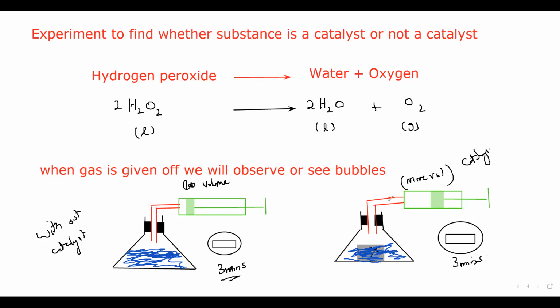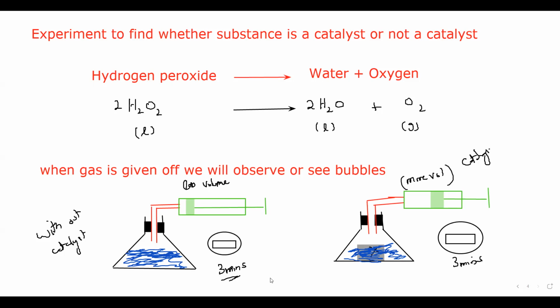So using this idea of hydrogen peroxide, we can identify whether a substance is a catalyst or not. If the substance is not a catalyst, it will not change the rate of reaction; with or without it, the rate will be the same. But if the substance is acting like a catalyst, it will give a greater volume of gas in the same time interval. Is it clear how we can work out whether a substance is a catalyst? Any doubt in this part?